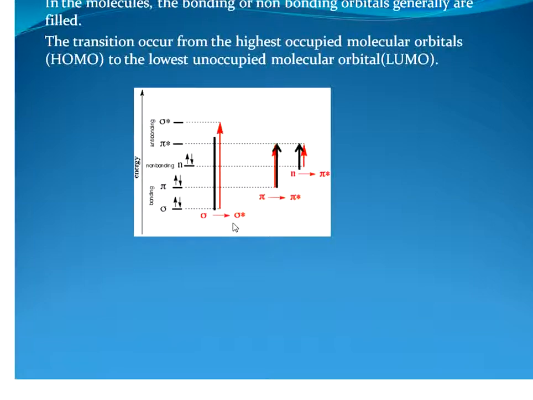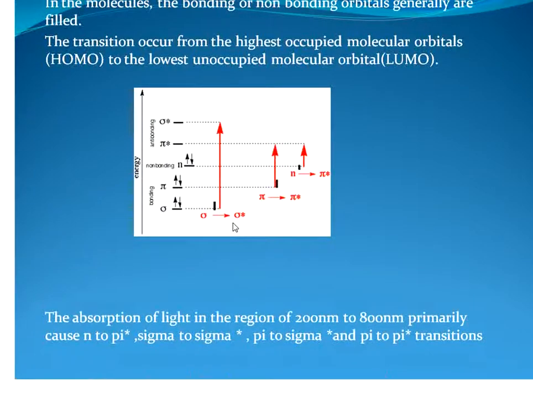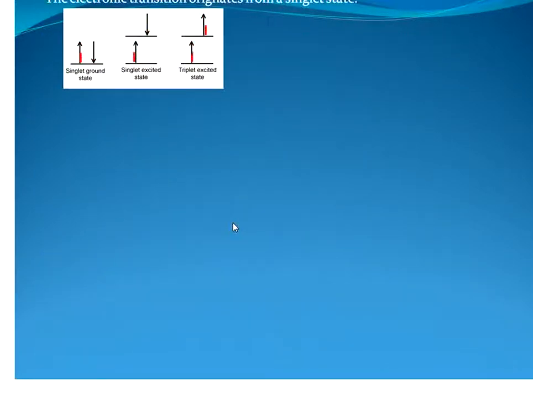These ones we know that they have the lone pairs of electrons. So these electrons will be moving from non-bonding to anti-bonding orbitals. Don't forget that the electronic transition originates from a singlet state. This one here is representing a singlet state.